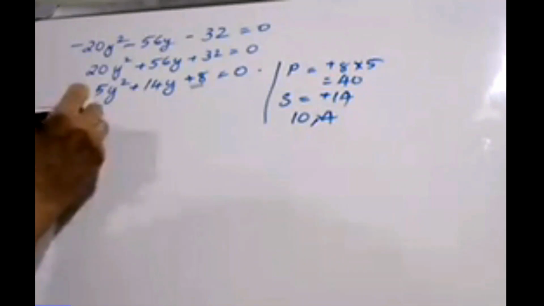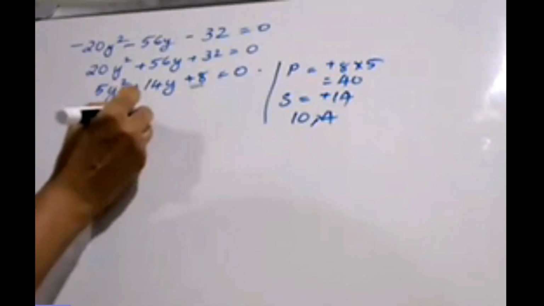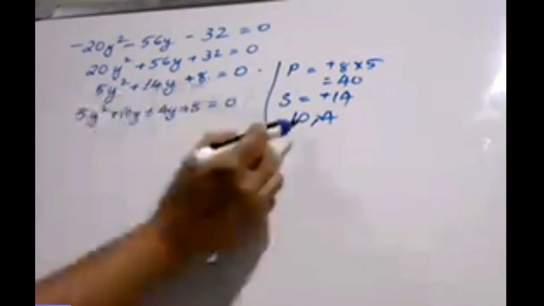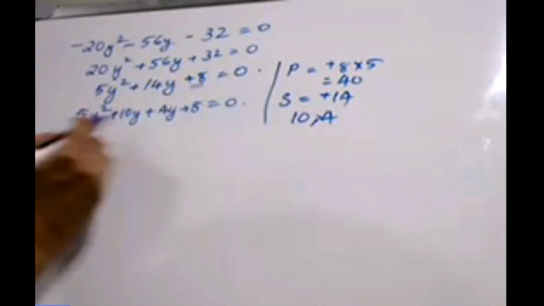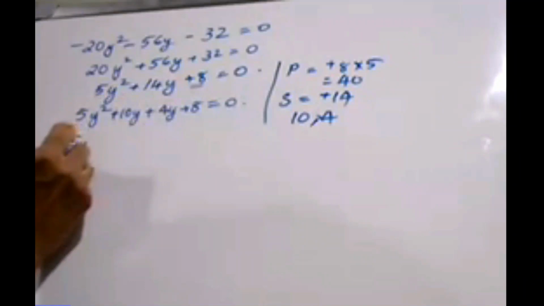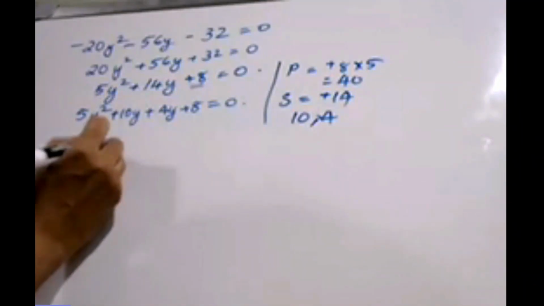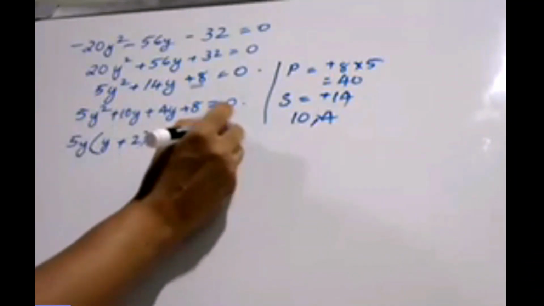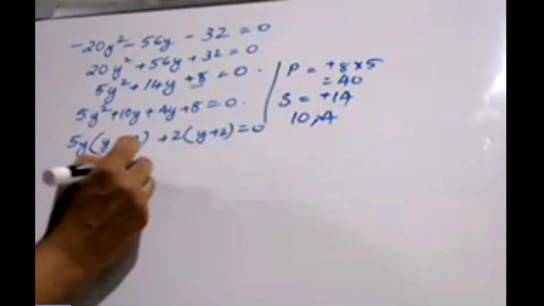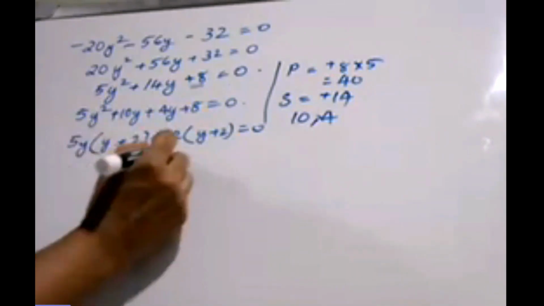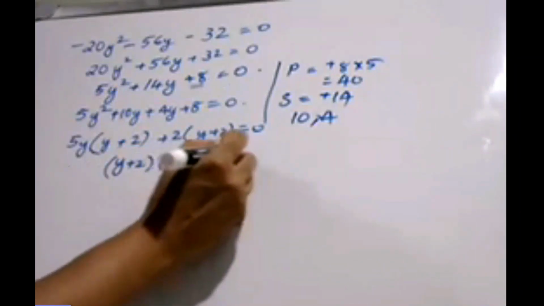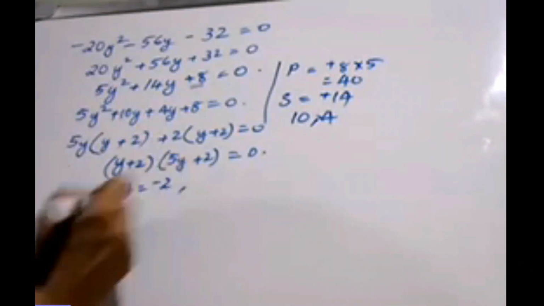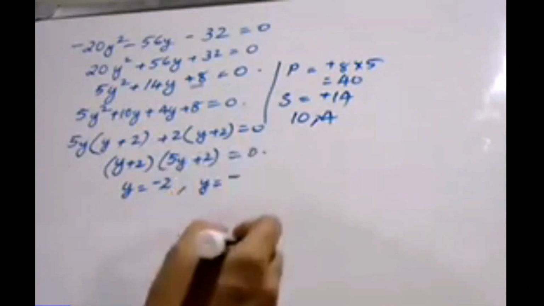If so, I can rewrite this as 5y square plus 10y plus 4y plus 8 is equal to 0. 14 I have split as 10y and 4y. Here 5y is common, so I write it as 5y times y plus 2, plus 4 times y plus 2, where 2 is common. So y plus 2 is common. So y plus 2 times 5y plus 4 is equal to 0, from which y is equal to negative 2 and y is equal to negative 4 over 5.